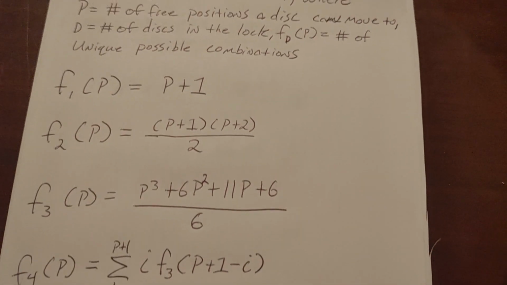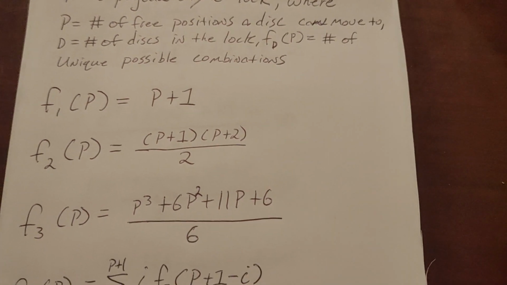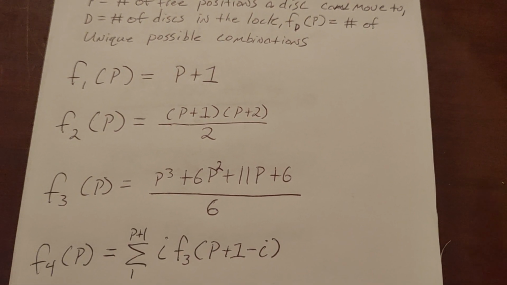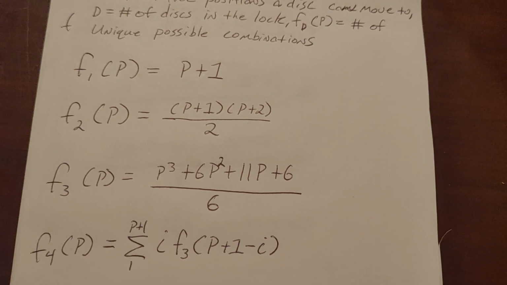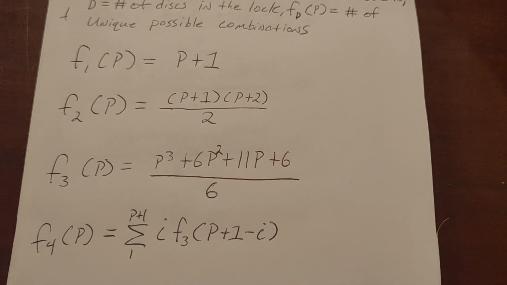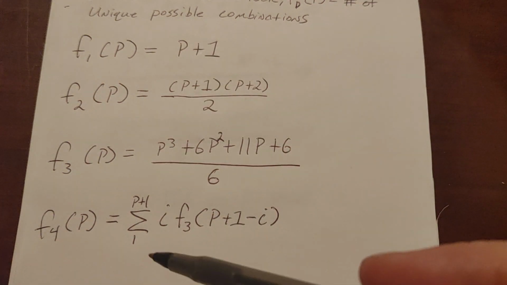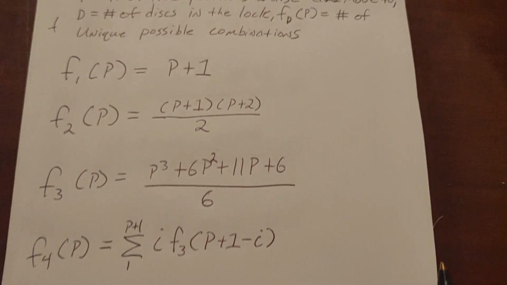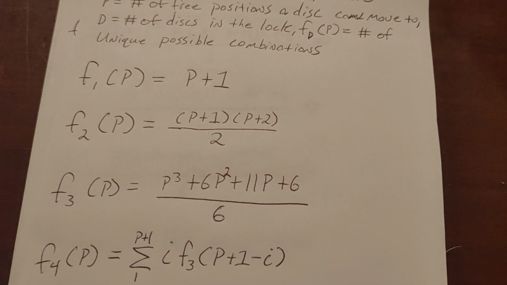We didn't come up with anything for how to calculate these where D is not a constant. We didn't come up with a function of both D and P. It's late, but if you know how to do that, that would be really cool to see. There very well may be Pagoda style locks out there with more than 4 disks. I don't know how many they go up to, but it would be really cool to see this equation generalized for any number of disks.